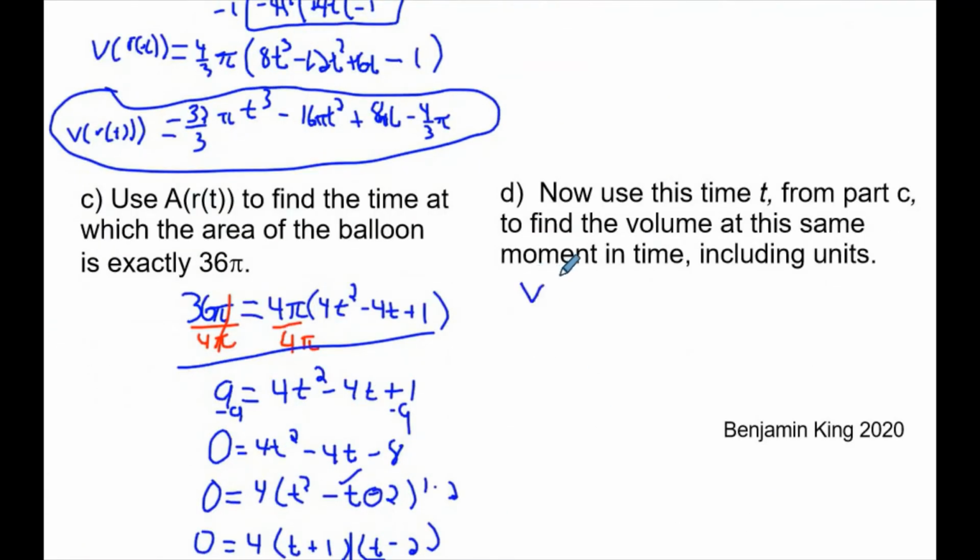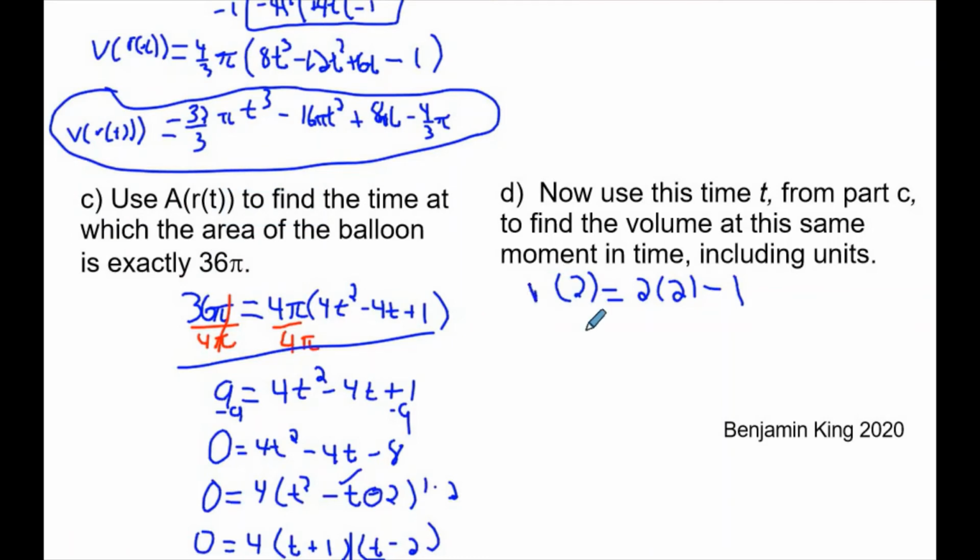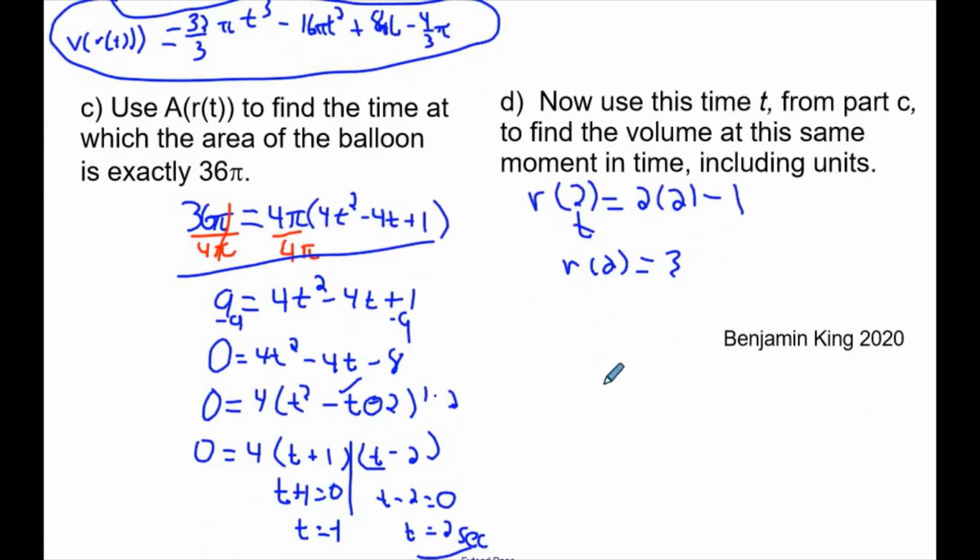So if we find that volume at 2, the equation for the r to find the radius was 2t, so it'll be 2 times 2 and then minus 1. So, oops, that's an r. It's kind of hard to read that. Let me fix my handwriting there. Okay, so the r equation, right, at the time t. So that would be r of 2, the radius at 2 seconds, would be 4 minus 1 or 3. And now we're going to plug that into the volume equation.